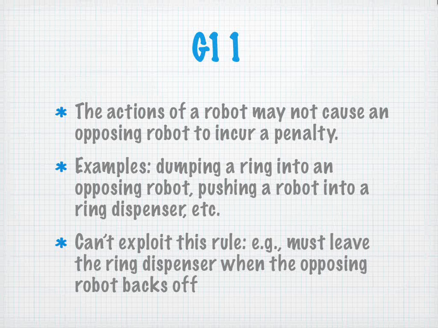So Rule G11 says that the actions of one robot may not cause an opposing robot to incur a penalty. That means if a blue robot drives over to a red robot and dumps a ring into the red robot in some inaccessible spot, causing it to now be carrying more than 2 rings, that penalty doesn't count. So it's as if that ring weren't there.